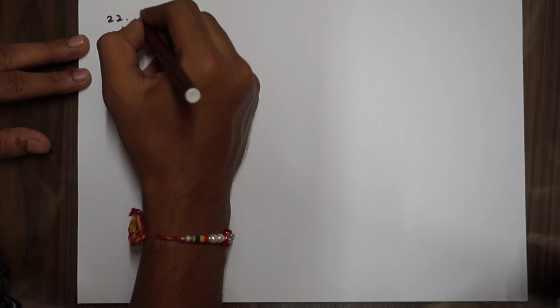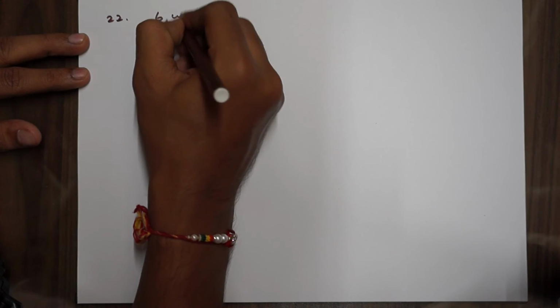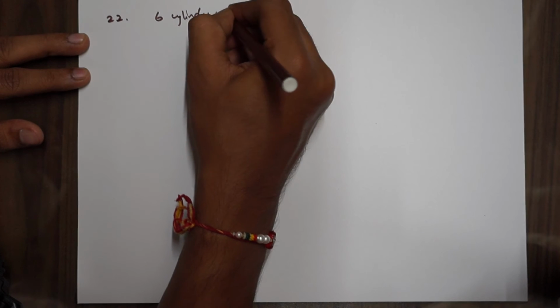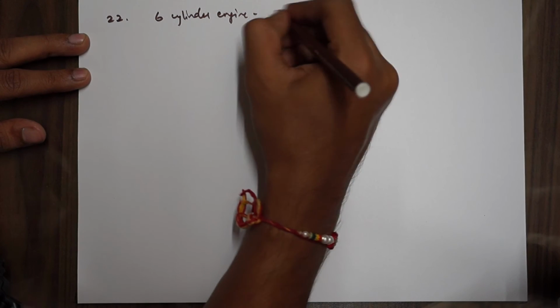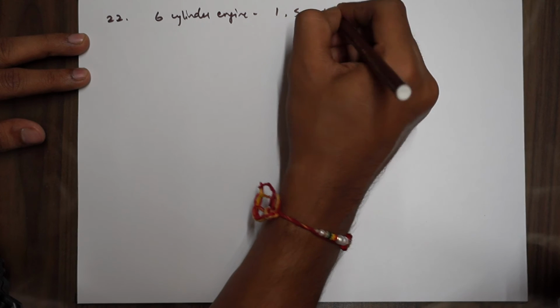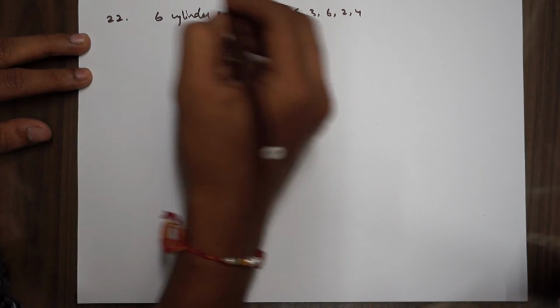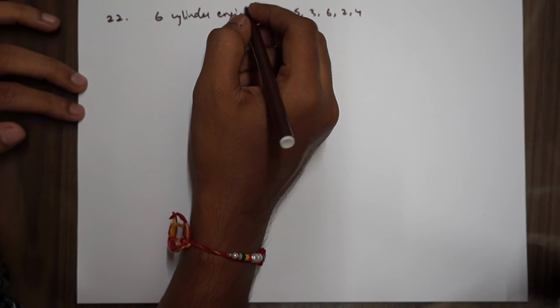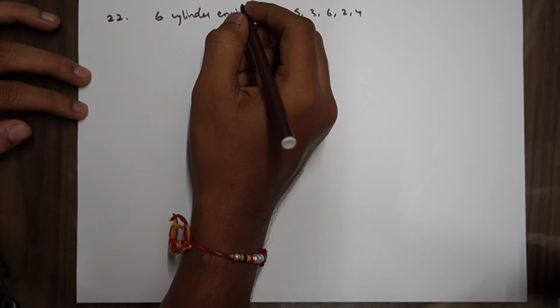Now if the engine is a 6-cylinder engine, okay, so that is 21 22. So in a 6-cylinder engine, the firing order is 1 5 3 6 2 4. This is a very important question they generally ask in exams. What is the firing order?